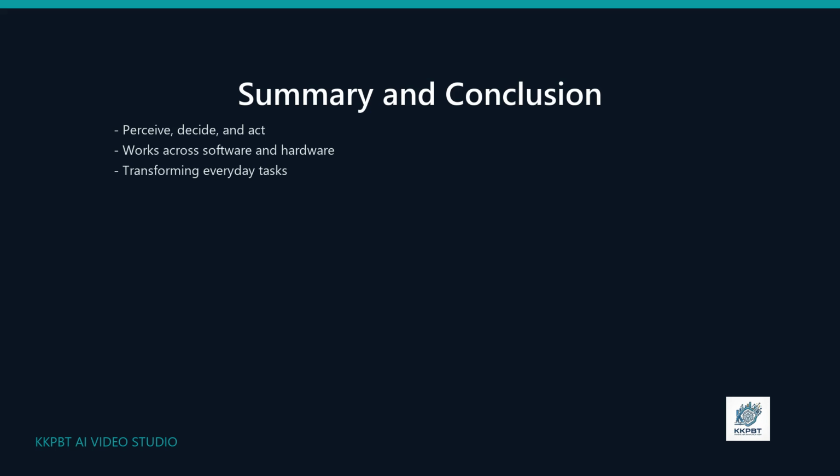In summary, autonomous agents perceive their world, reason through complex goals, and take independent action to complete tasks. As AI continues to grow, these intelligent agents are reshaping both our digital and physical worlds.